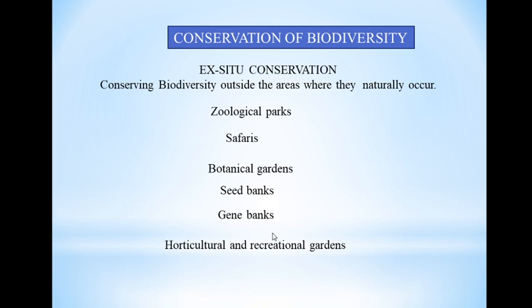And next, horticultural and recreational gardens. In horticultural and recreational gardens also, we grow varieties of plants which are very rare, endemic and endangered. In this way we conserve our biodiversity by the ex situ conservation method.